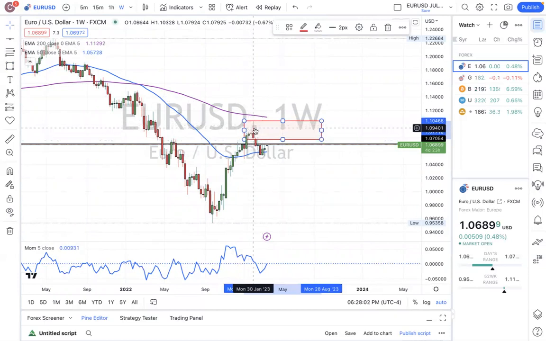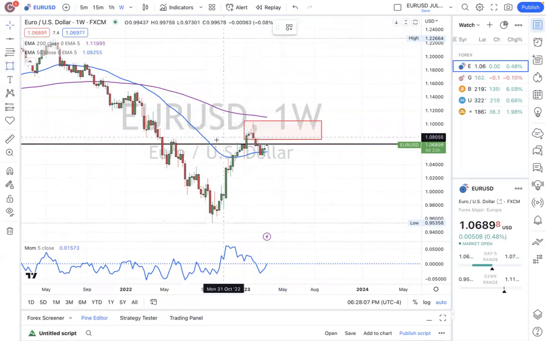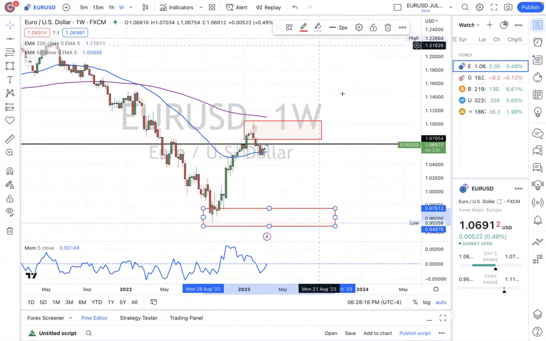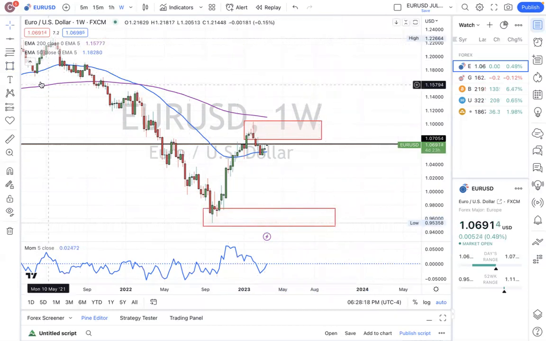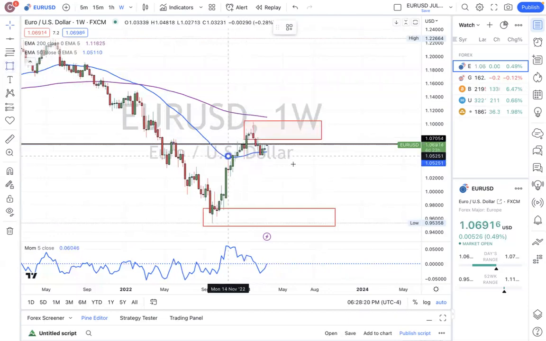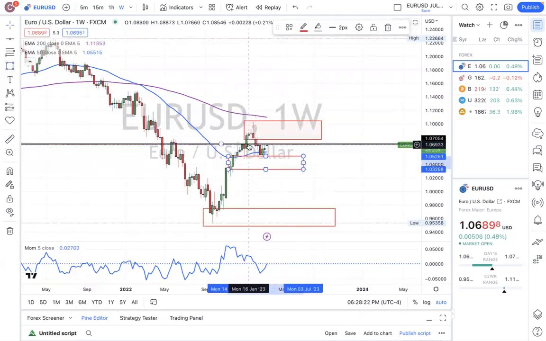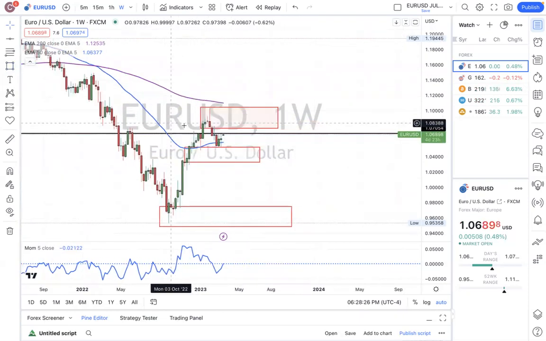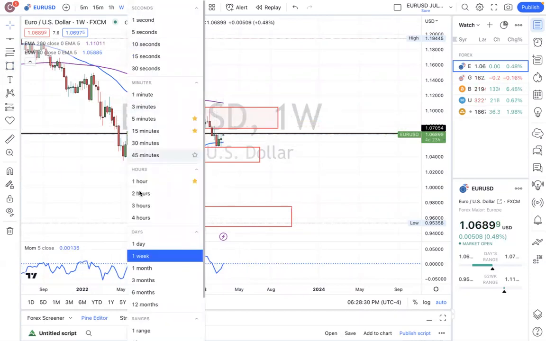I'll do my resistance in a shaded box, and I'll do my support in a box that's not shaded. But they both have to be red though. And then we can have another support right here. And this is just going to give us further confirmation for this trade idea. And it still has to sell, because look at that. But that's on the weekly.